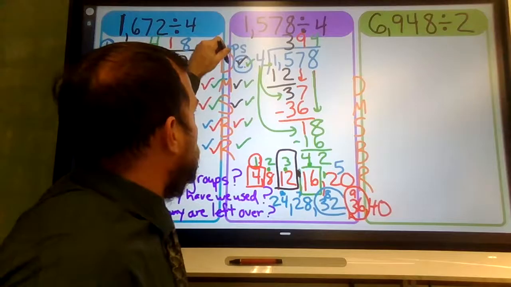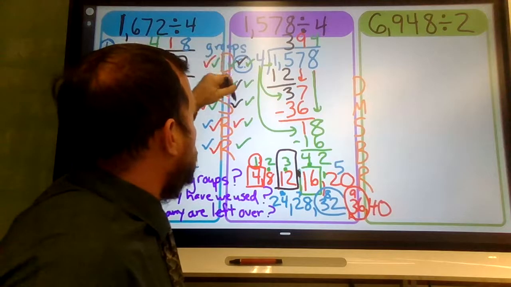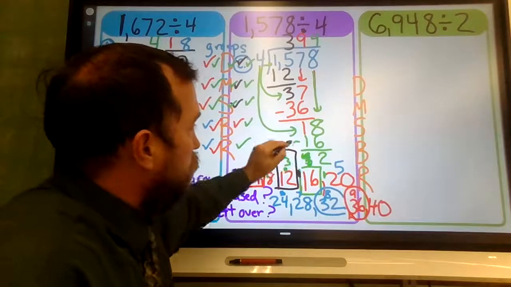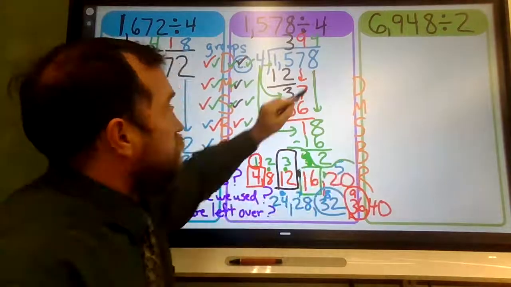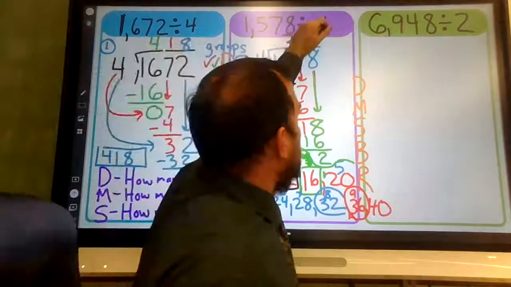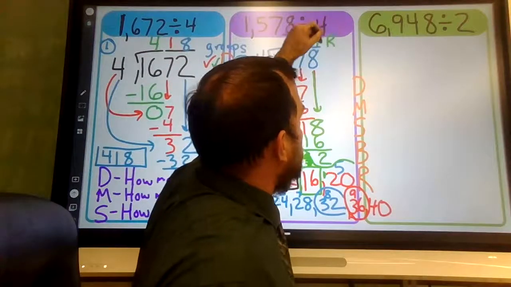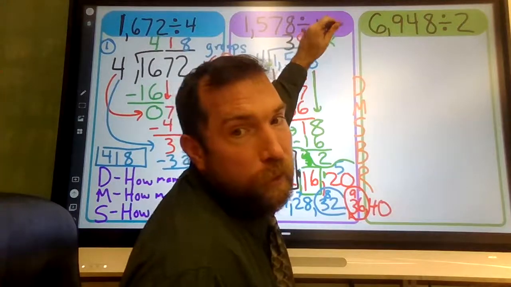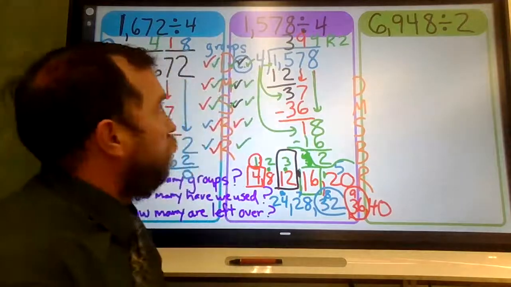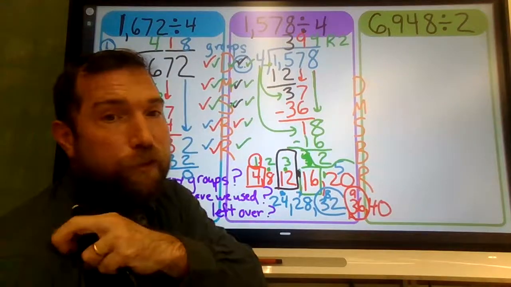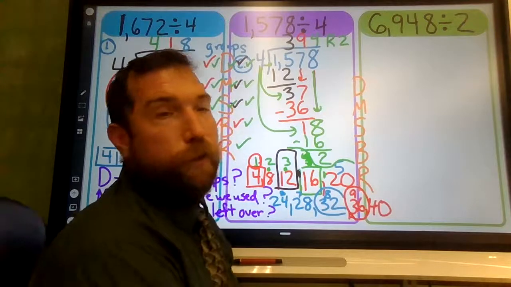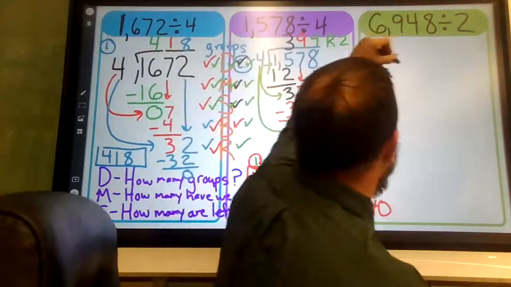That's, again, another D, another M, another S. I go to bring down, and there's nothing left to bring down. Once there's nothing left to bring down, remember on your assessments, you can leave a space, capital R, and then 2 for the remainder. That's question number 2 on your assignment. Let's see if we can get to question number 3.